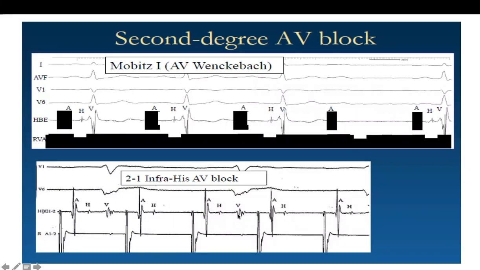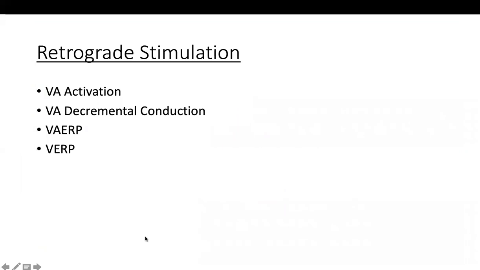So this is a very important question in the exam. And in the exam, they will not give you AHV labels, they will give you just His bundle 1, 2, or whatever, without this labeling. Good.